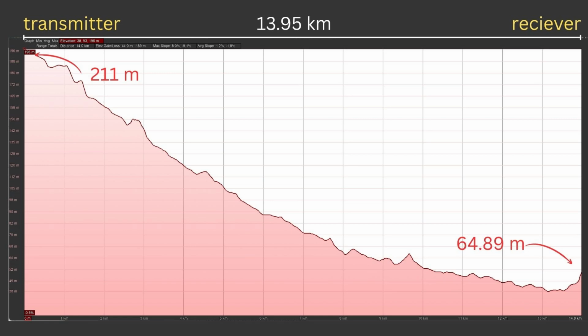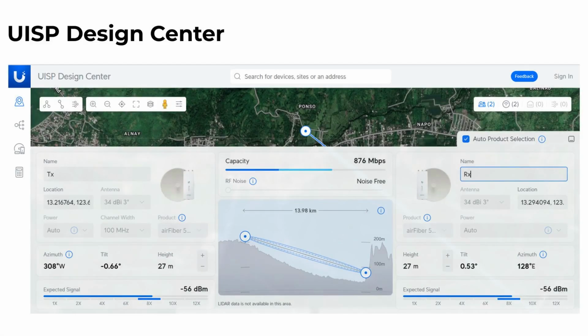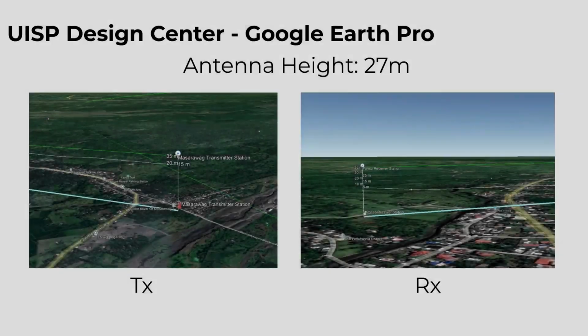However, in our opinion, eyeballing the values of elevation and distance of the path profile is difficult and unreliable. Hence, we opt to use another software. UISP Design Center enabled us to accurately map the properties of the path between Station A and Station B. It has also enabled us to choose the initial height of our antenna.